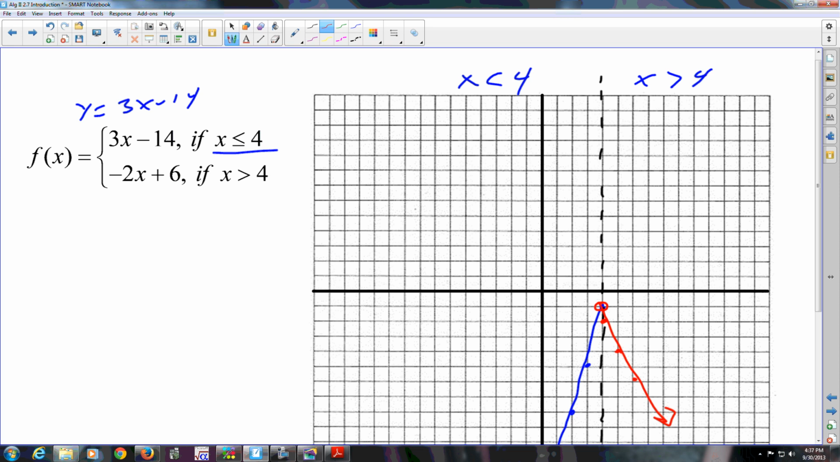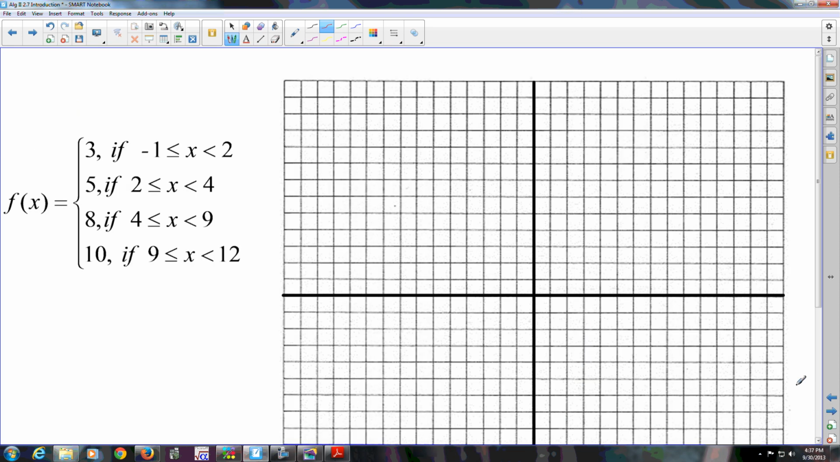The next one is called a step, as in a stair function, step. It's a step function. It's a special kind of piecewise defined function. If I wrote y is equal to 3, that's a horizontal line at 3. y is equal to 5, that's another horizontal line, but this time it's at 5.